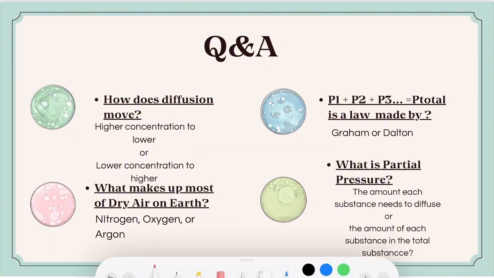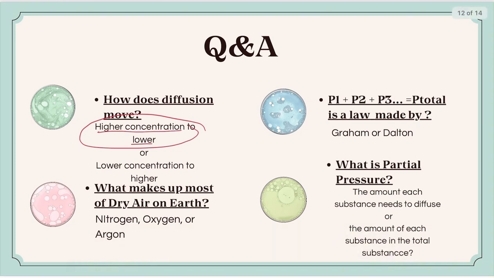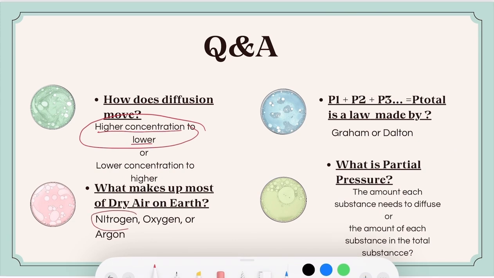Here is a Q&A and we're going to try to solve it together. How does diffusion move? We just said right now that it moves from areas of higher concentration to lower concentration, so this is the correct answer. Here, what makes up most of the dry air on Earth? As stated in the graph that was shown in the very beginning, nitrogen is the most at 78%.